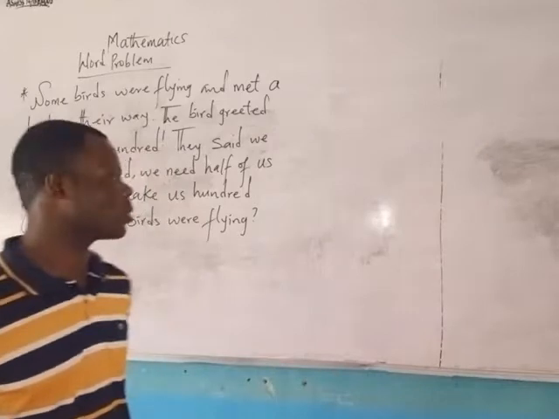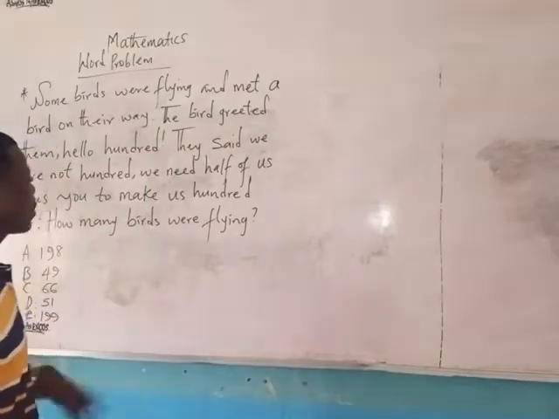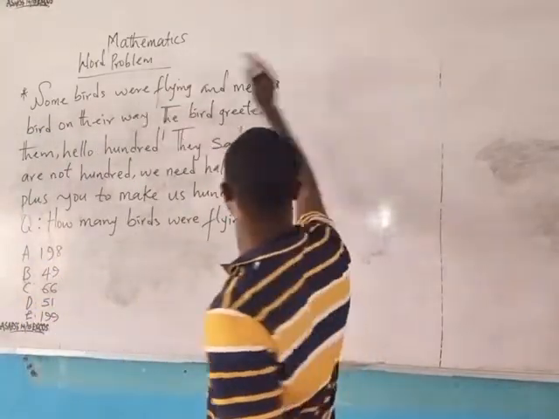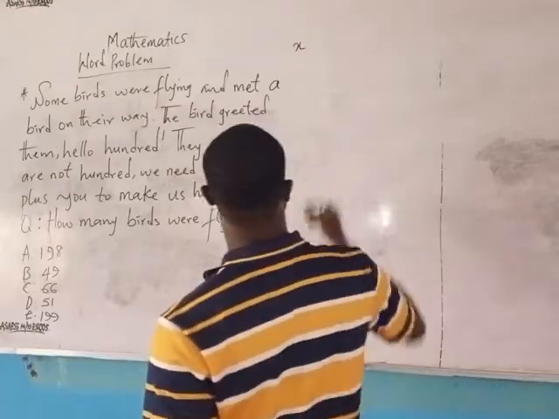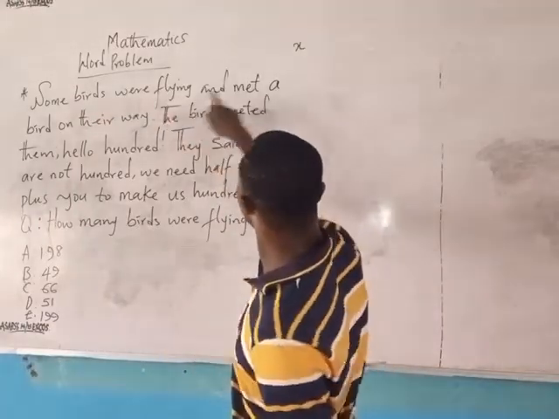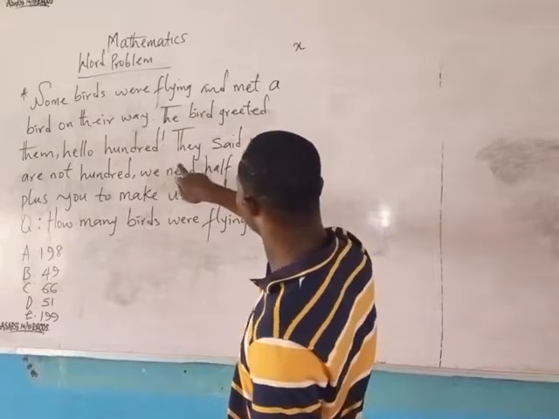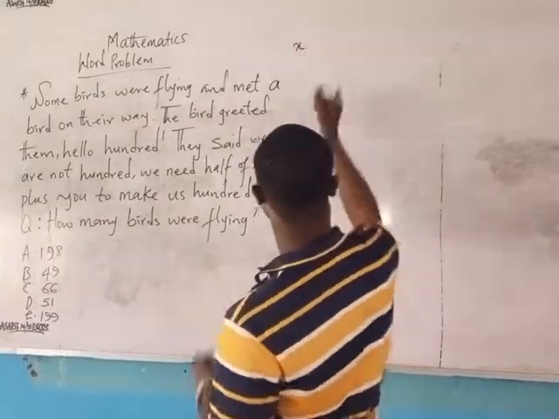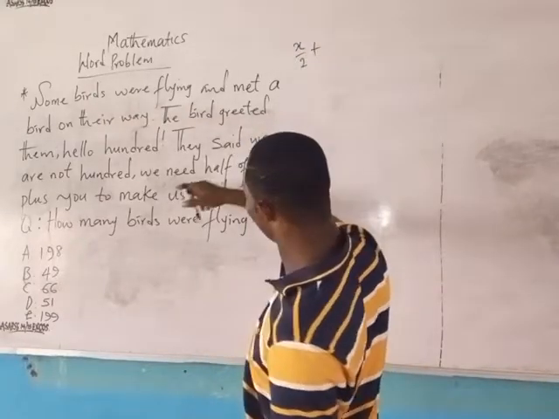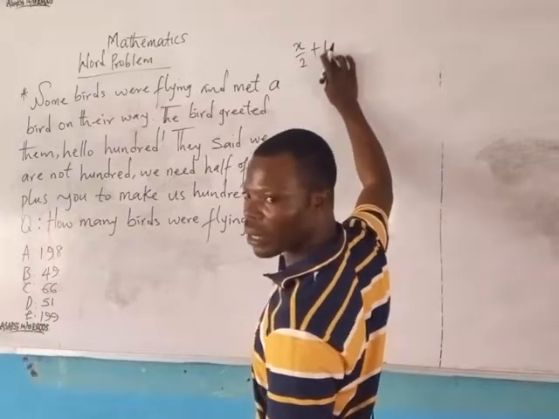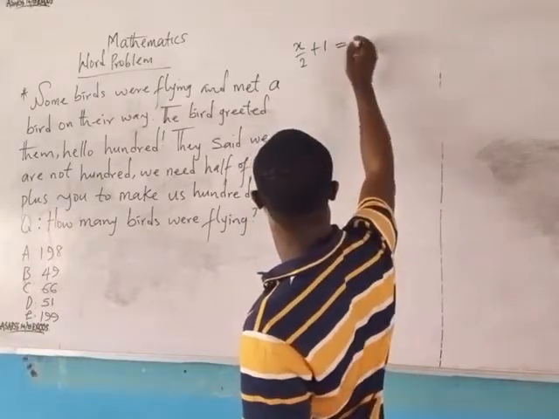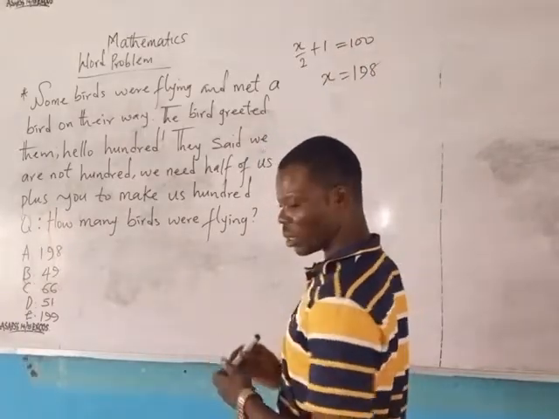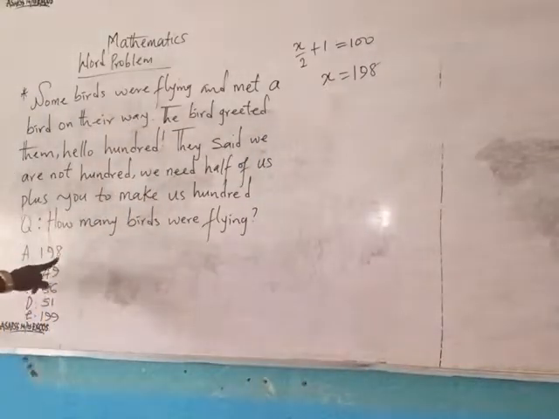If you look at this question mathematically, we can easily say, let the birds flying be X. So if the birds flying is X, then based on what they said, they need half of us, that is half of X, plus that one bird, to be equal to 100. And if you solve this, the answer will be 198, which is option A.